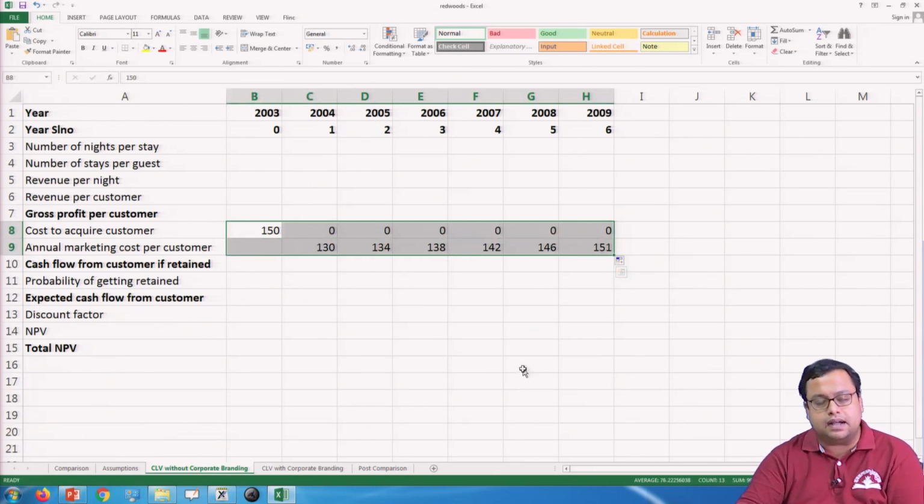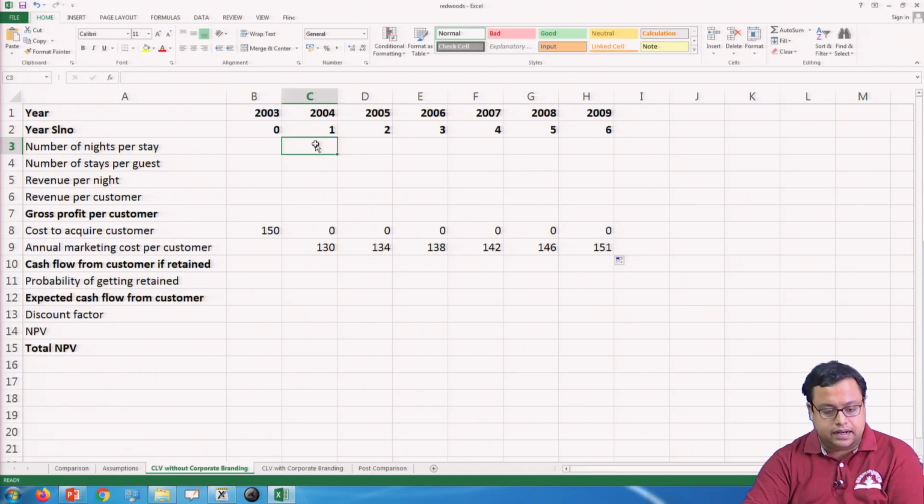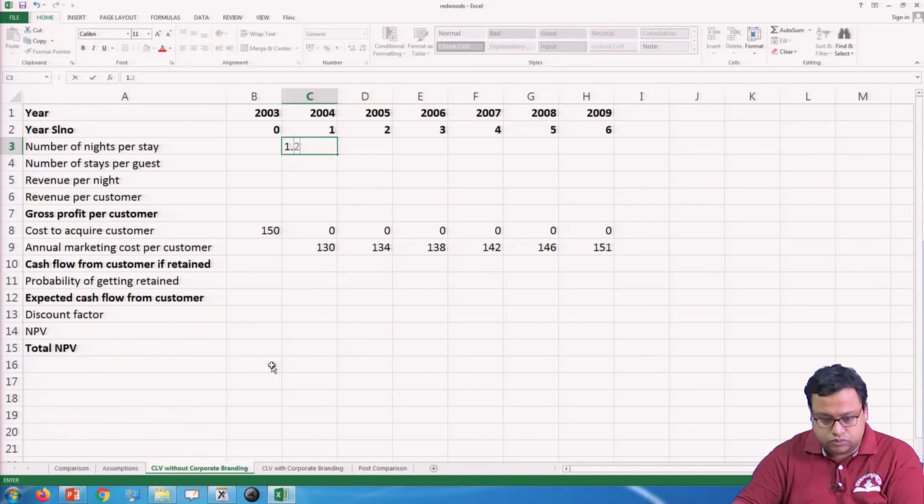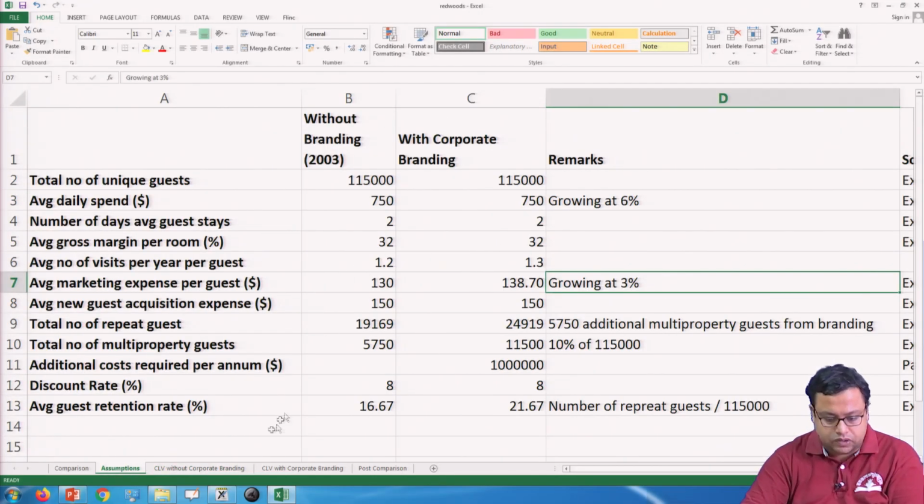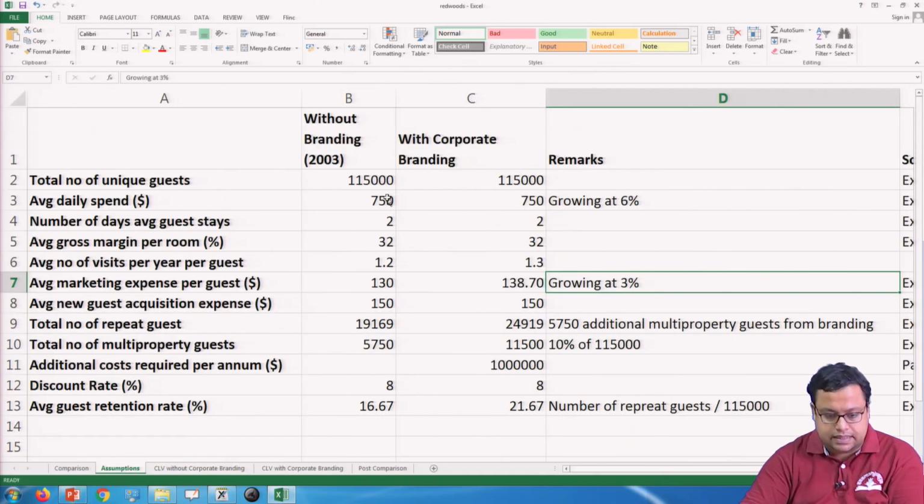Now let us come to the benefit part. In the first year I am acquiring the customer, so there is nothing here. In the second year, the number of nights per stay is 2 and the number of stays per guest is 1.2. And the revenue per night is 750.